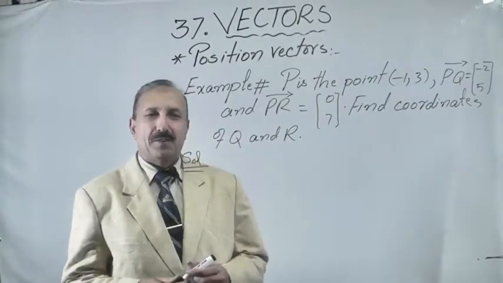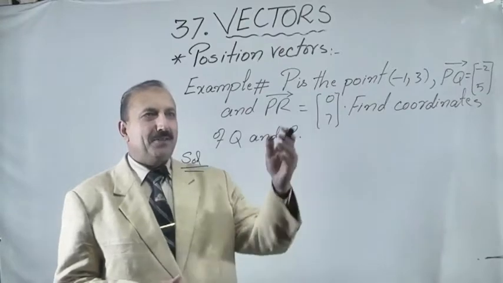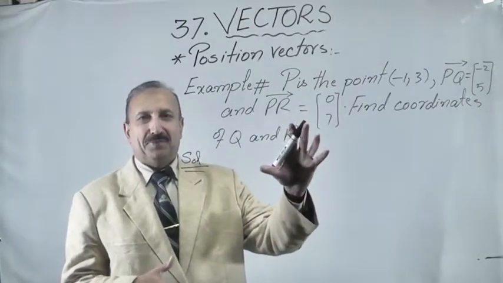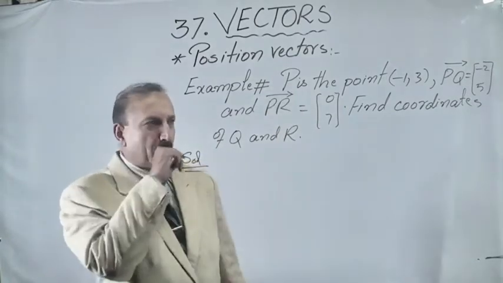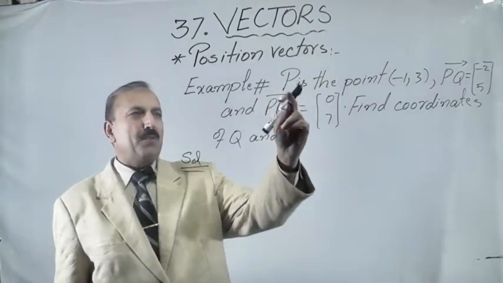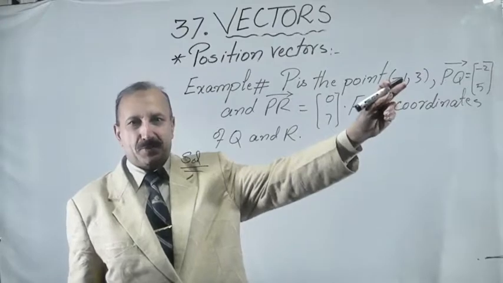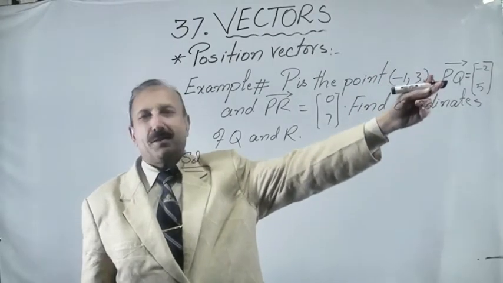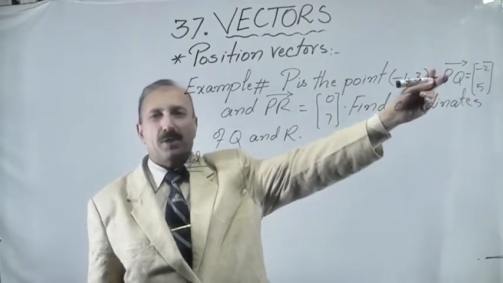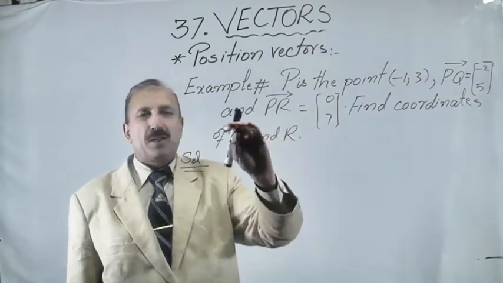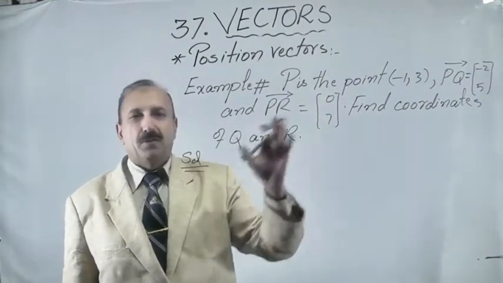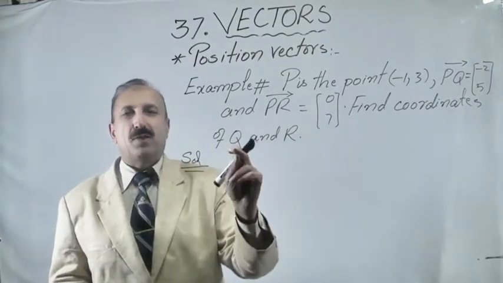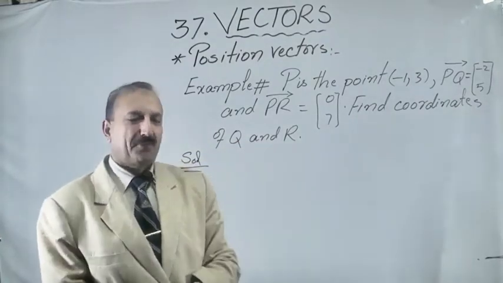My dear students, let's see one example for the use of the concept of position vector. Here, in this example, point P is given with coordinates minus 1 and 3, and there is a vector given, PQ, with components minus 2 and 5. There is a vector given, PR, with components 0 and 7, and the question is we are supposed to find the coordinates of Q and R.